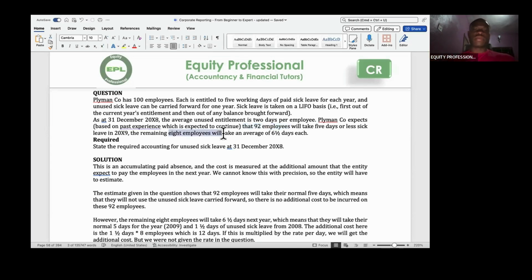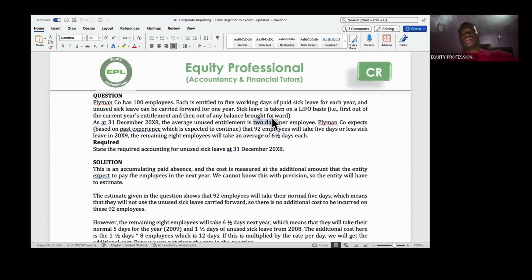When I said the remaining 8 employees will take 6.5 days, it means that these remaining 8 will take 5 days of their normal entitlements. They said they will take an extra 1.5, making 6.5. And that 1.5 is from the 2 days they did not take last year, which they are carrying forward. That means our additional cost as at 2008 is on these 8 employees that will take the extra 1.5 days.